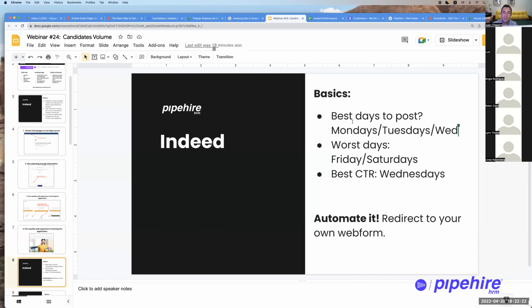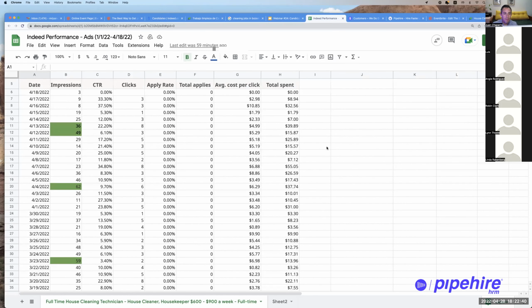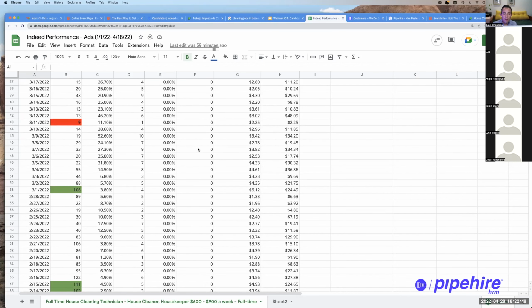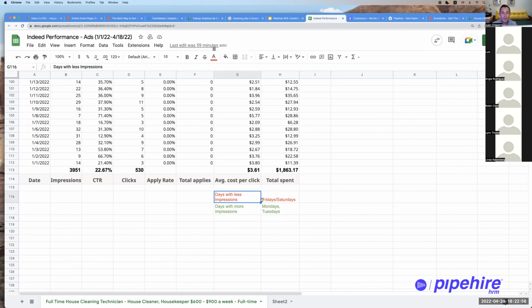What about best days to post or worst days to post? So I took my own account and looked through basically up to last week, and I did an analysis of all these impressions, click-through rates, applications, costs, etc. And I noticed a pattern, and the pattern is right here. The days with fewer impressions are Fridays and Saturdays.